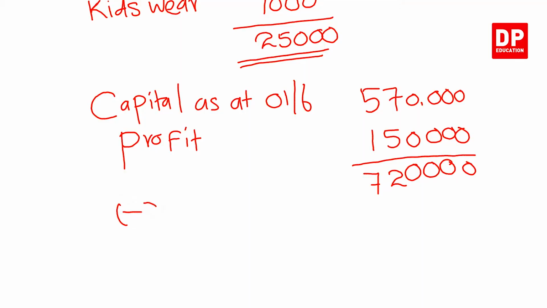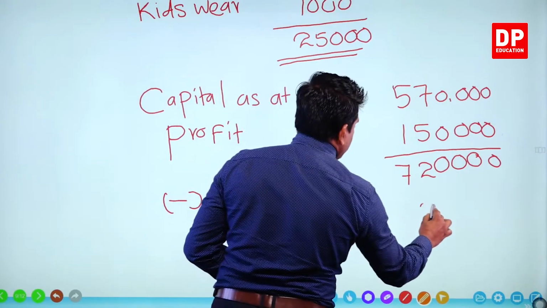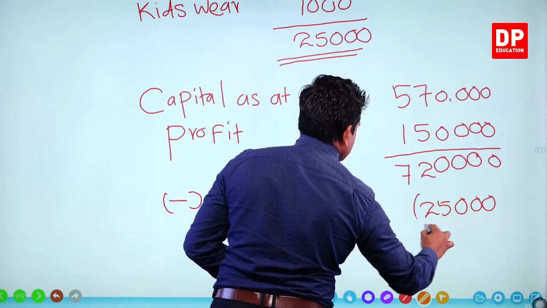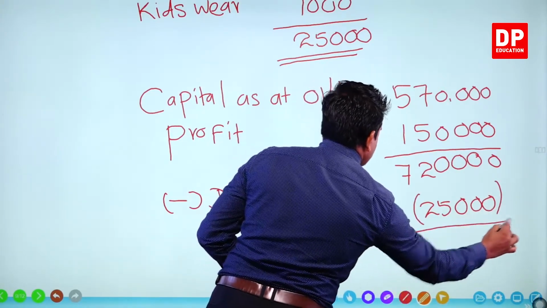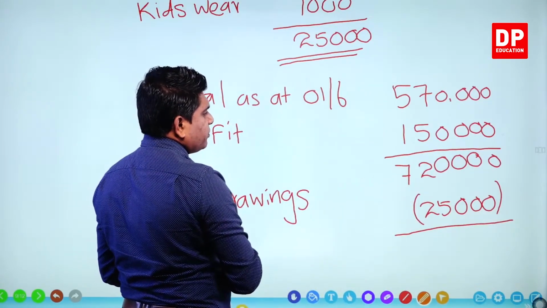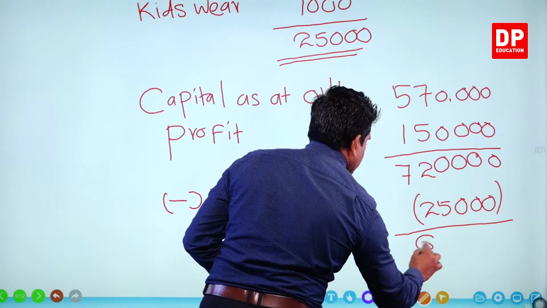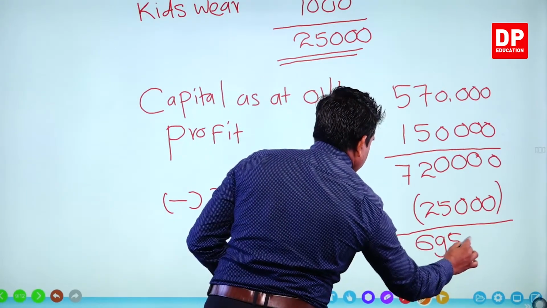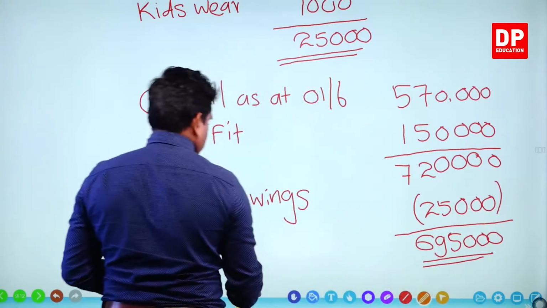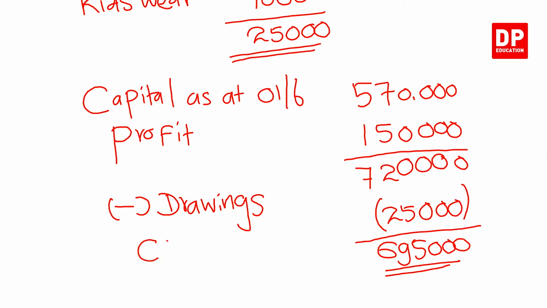Now from this you can subtract what? Drawings, total drawings. We already found it. How much? 25,000. What do we do now here? Here you subtract. Then how much? 720 minus 25, then 695. 695,000 is the capital as at the 30th of June.